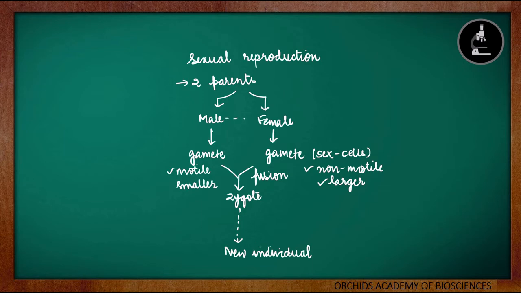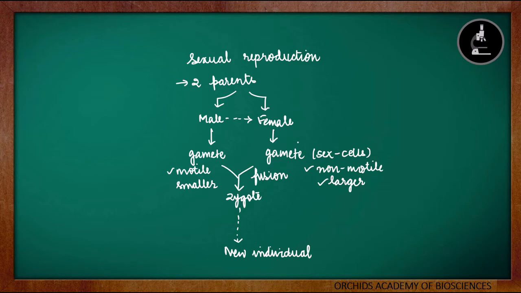So the male gamete will reach the female gamete, and then the male and the female gamete will undergo fusion to form the zygote. Then the zygote will later develop into various other forms and finally give rise to a new individual. So this is how the process of sexual reproduction occurs, by the fusion of gametes.